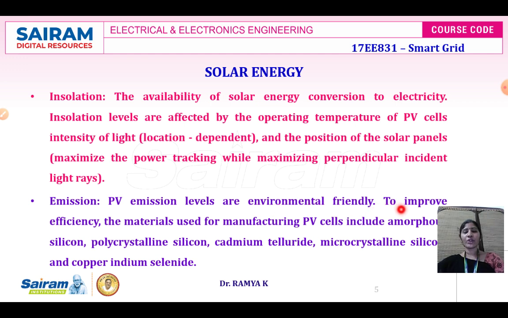Suppose I want to improve the efficiency of the complete system, I have to choose a proper material for the manufacturing of the solar panel. Usually the materials used for the manufacturing of the solar panel include amorphous silicon, polycrystalline silicon, cadmium telluride, microcrystalline silicon and copper indium. So these are some of the materials that are used for the manufacturing of the PV cell, so that the efficiency of the system can be improved.